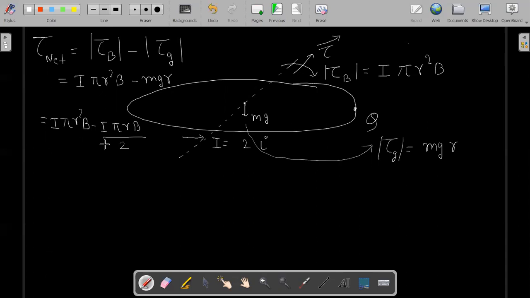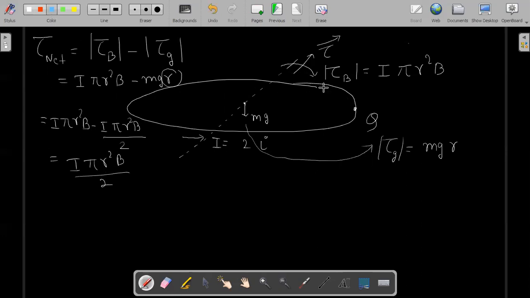Okay. And one more small r is here, so it will become r square. Or ultimately, you will have I pi small r square b by 2. That is the torque.